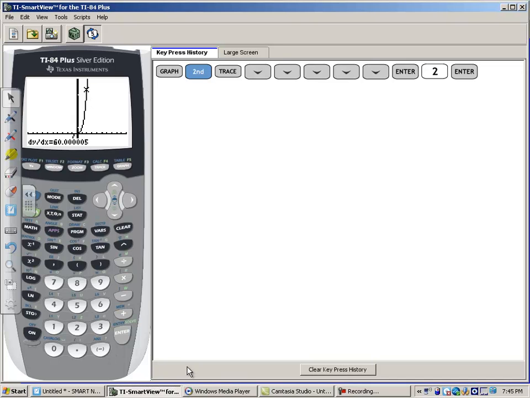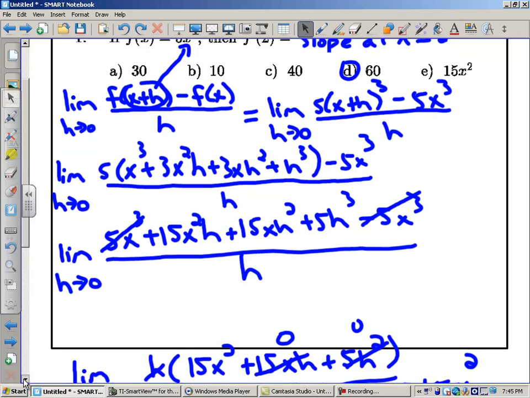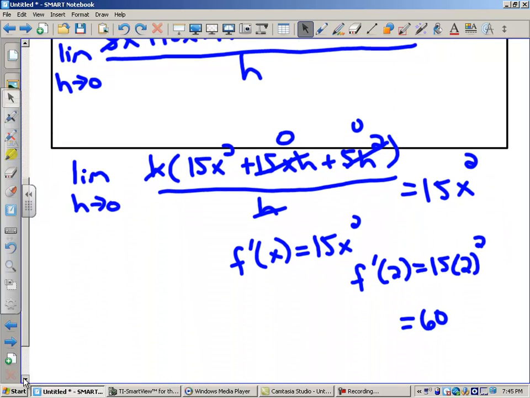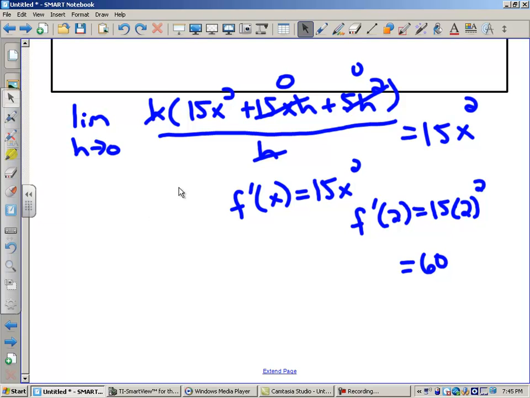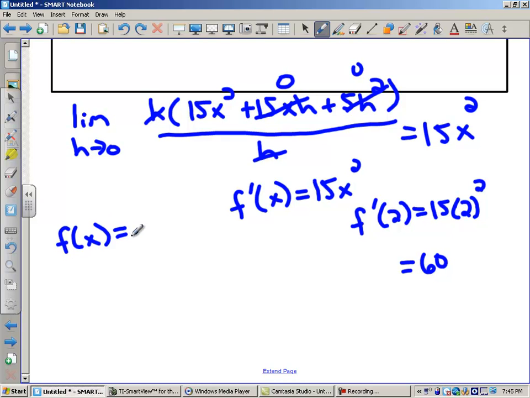Now I want to go back before I end this, because tomorrow in class I'm going to want you to look for some patterns. I'm going to come back here. There is a way to look at a function, if it's a polynomial form, to get to the derivative, and I really want you to be watching this tomorrow in class. We started with f of x, and f of x was 5x cubed. Now f prime of x worked out to be 15x squared.